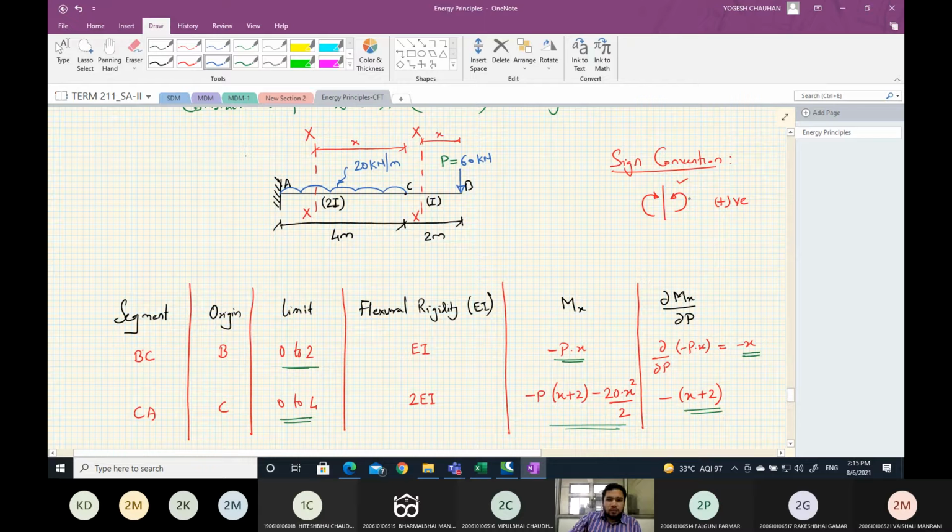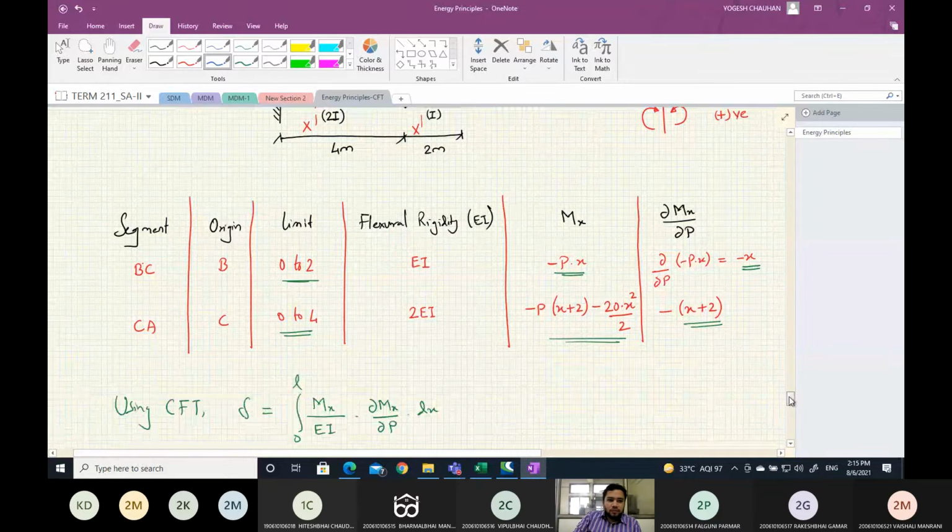It is acting clockwise, so negative as per our sign convention. Anticlockwise is positive. Minus 20 into x square by 2. This is acting clockwise, so again negative. And differentiation of this term with respect to P will be minus x plus 2, because this term doesn't have any term containing P, so it will be 0.